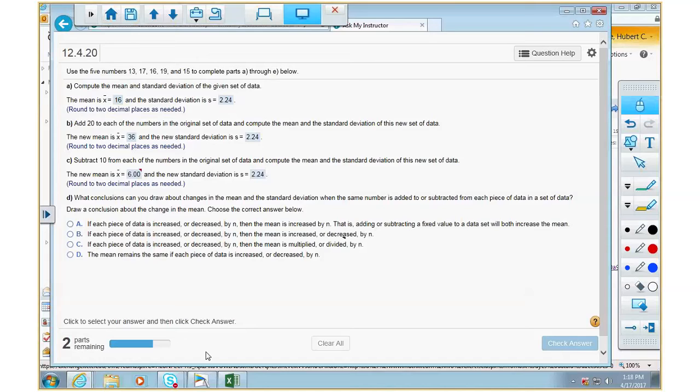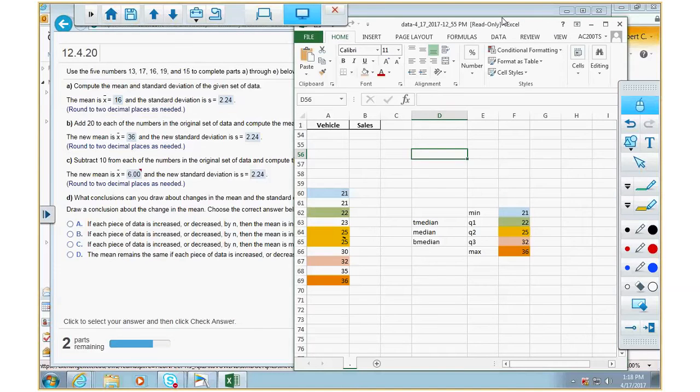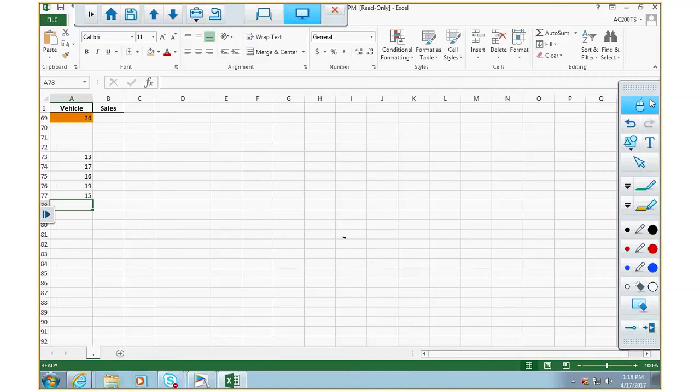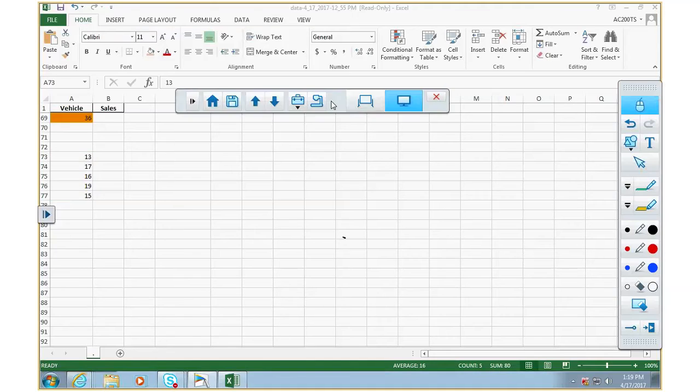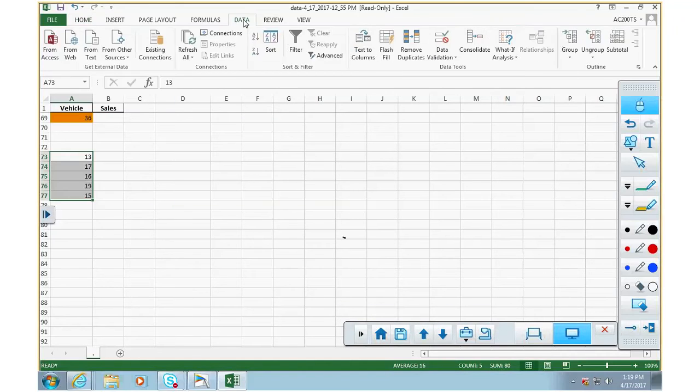Okay, first thing, I don't even know what they're asking. I'm going to go to the spreadsheet, and I'm going to just do everything, and then we'll see what they're asking. So 13, 17, 16, 19, and 15. First thing I'm going to do is put them in order.